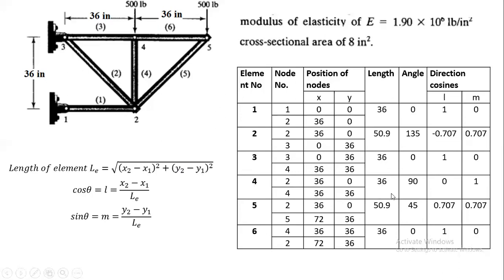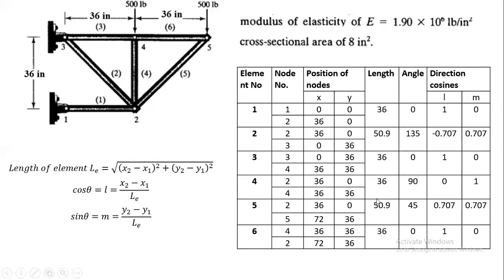For 4 it is also 36, and for 5, x2 is 72, y2 is 36, x1 is 36, y1 is 0. That is 72 minus 36 squared plus 36 minus 0 squared, and the root of that will give 50.9. Now the length of element number 6 is 36.